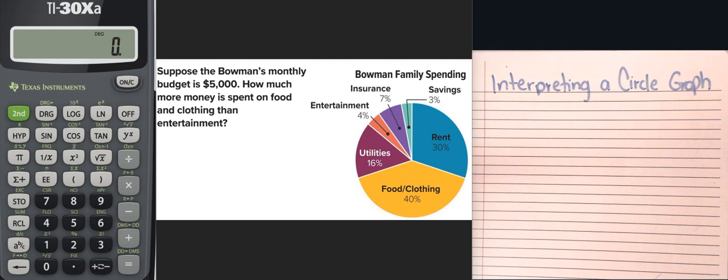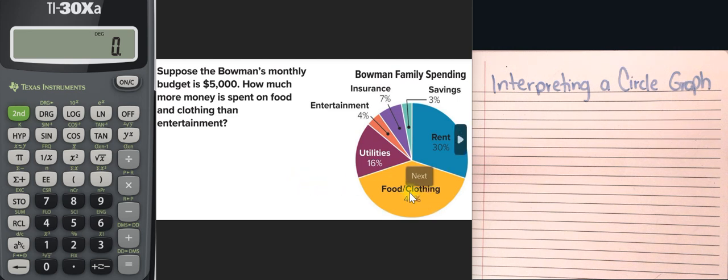All right, so we are now going to move from constructing a circle graph into interpreting a circle graph. So what we have is the Bowman's monthly budget is $5,000. How much more money is spent on food and clothing than entertainment? Okay, so before we get started, let's understand that when we're looking at a circle graph, you're looking at 100%, or the population. And so the population here is the amount of money that's being spent throughout the month.